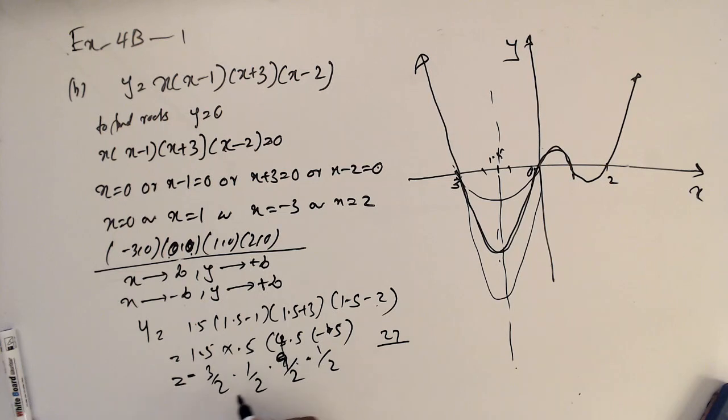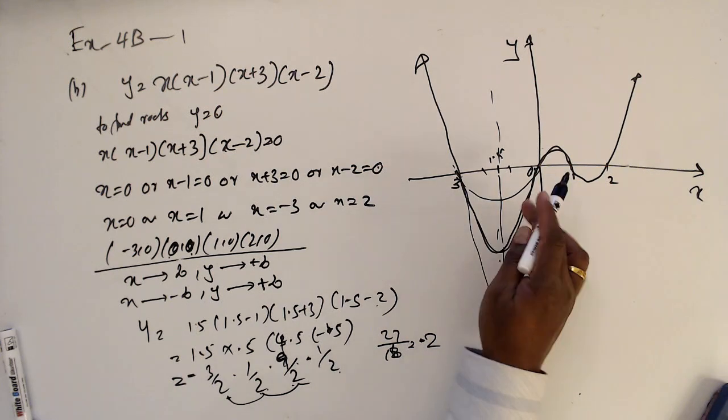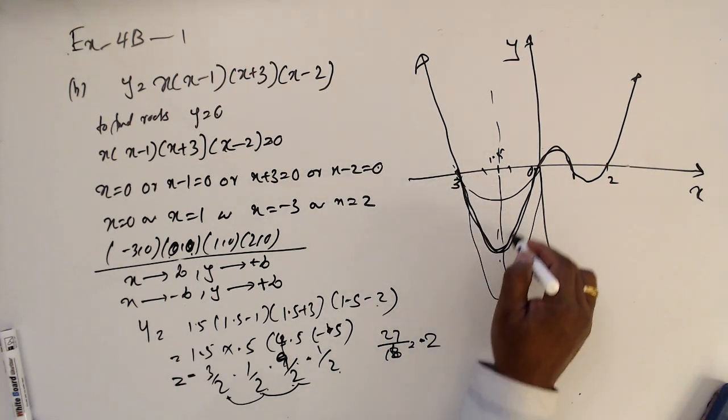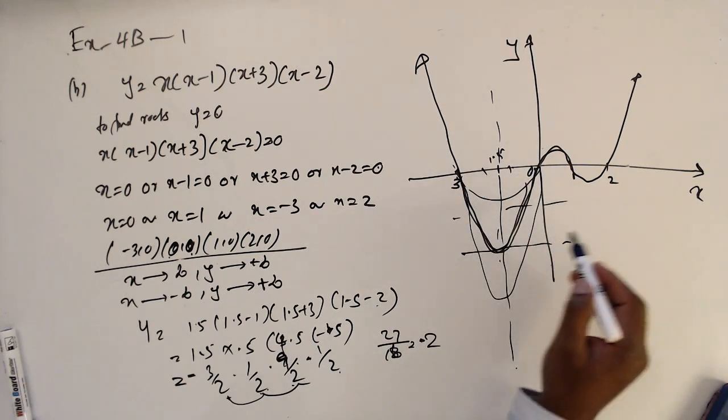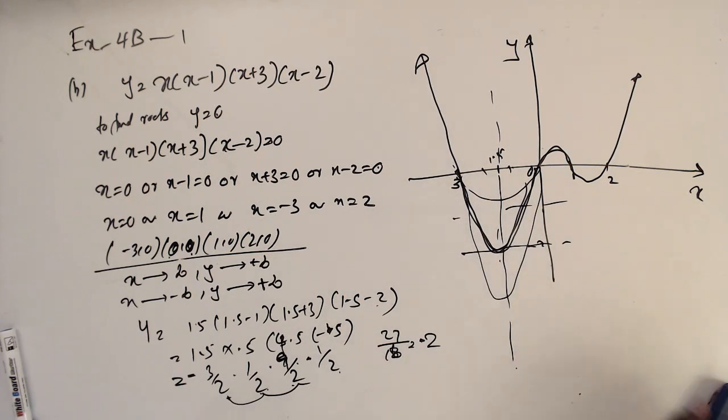27 over 2 times 4, by 16. So basically around 2 and negative. So I will stay with this kind of graph.